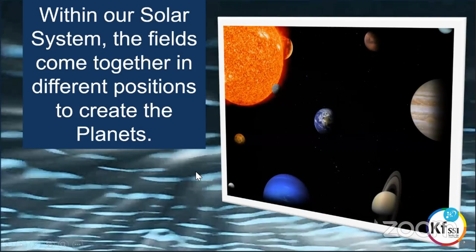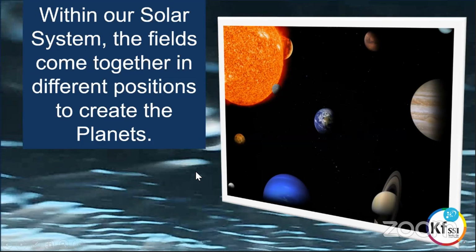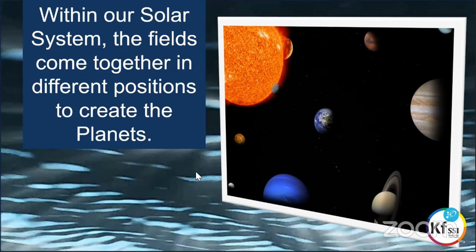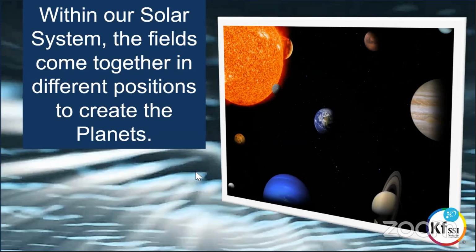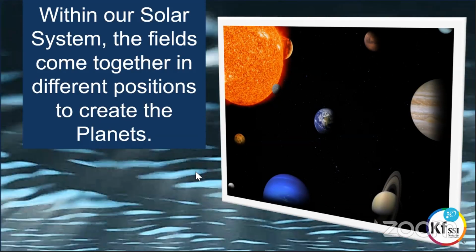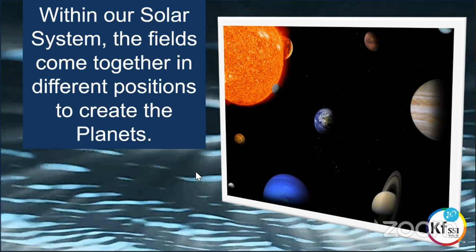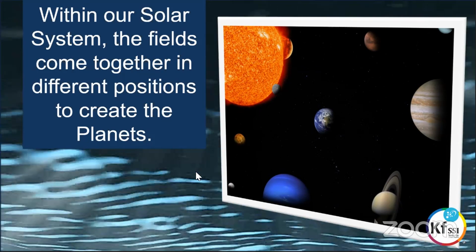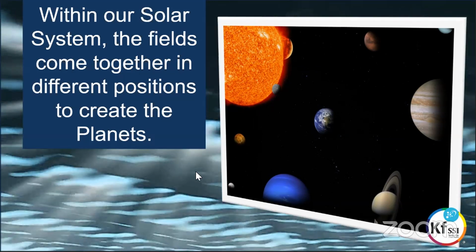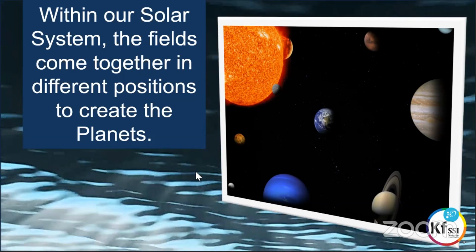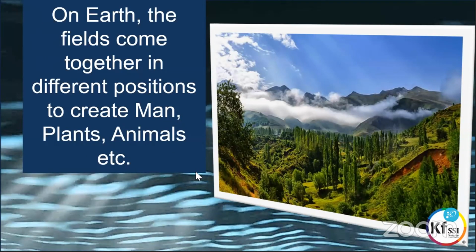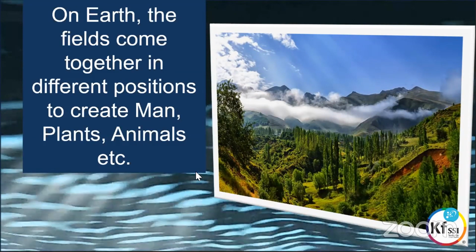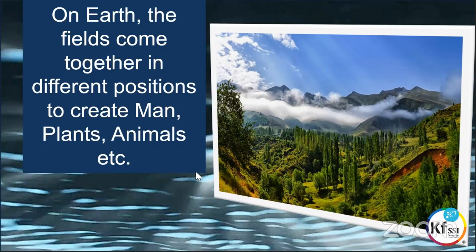When we look at our solar system, we have to imagine the same. The fields are coming together in different positions to create the planets that we see. So we imagine our solar system as a huge plasma. Then fields are coming together in different positions, which create our planets. And the planets have to find their position in relation to all the other planets. And on Earth, the fields come together in their different positions, and we create the man, the plants, or the animals. So it's the same concept, the same understanding.